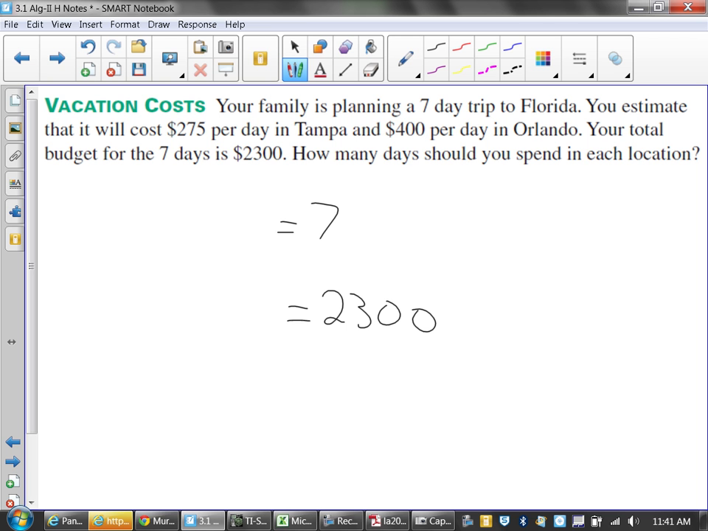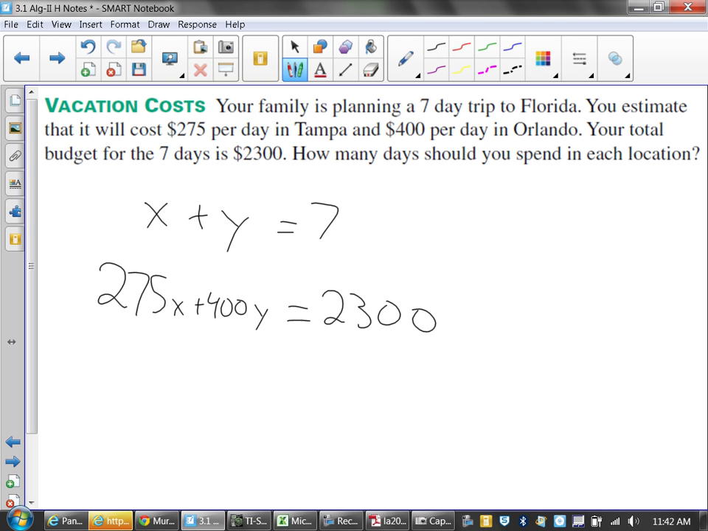Do you know how many days you're spending in Tampa? No. X. How many days in Orlando? Y. And now what do you do with the 275 and the 400 for the money part? 275x. Good. When you have a setup like this, does it matter which one you call X and which one you call Y? It does not, but you have to be very cautious about keeping it straight. If you call Tampa X, then in the second part make sure you're multiplying 275 times X. Otherwise, you can get an invalid statement.